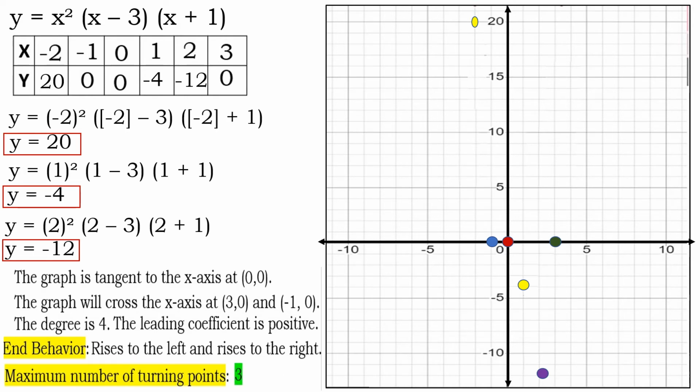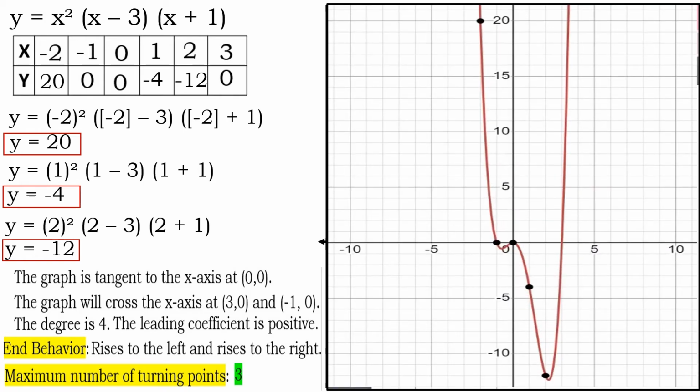So, our conclusion earlier was that the graph is tangent to the x-axis at 0. Let us check if it is correct. Let us graph the polynomial. The graph is tangent to the x-axis at 0, 0. It is tangent, it does not pass through the x-axis. It just touches the x-axis. The graph will cross the x-axis at 3, 0. Where is 3, 0? There. Look, it crosses the x-axis at 3, 0 and negative 1, 0.